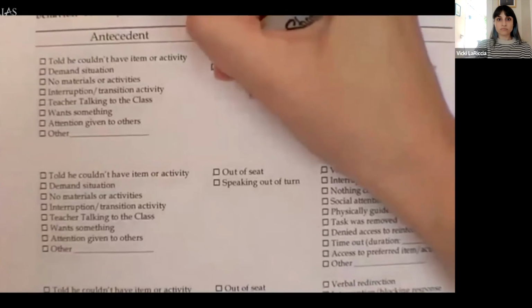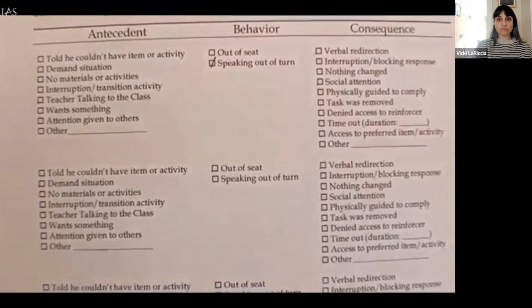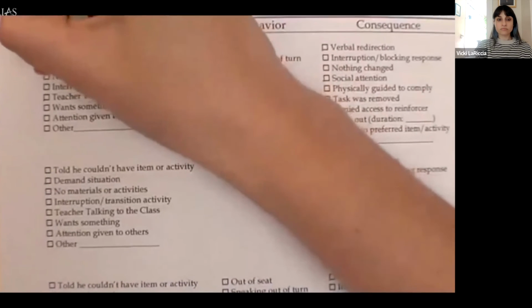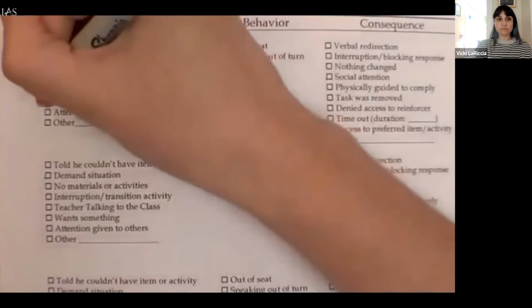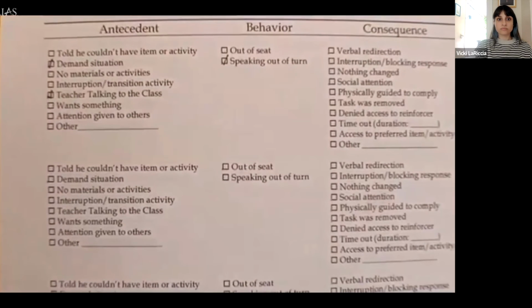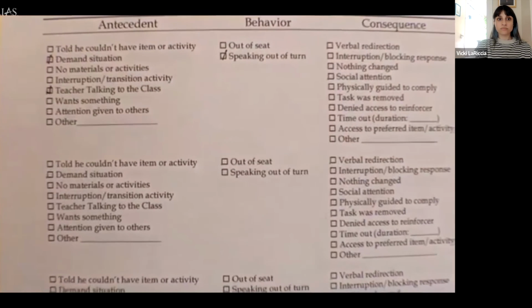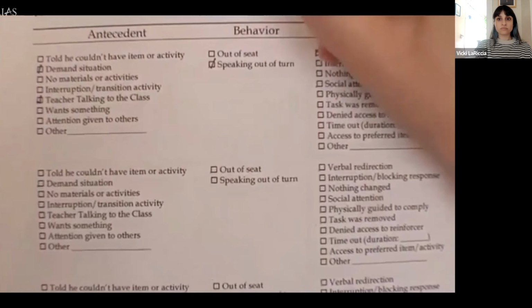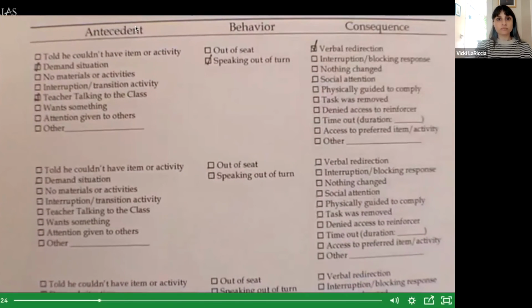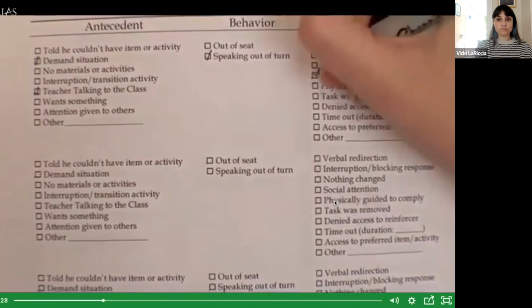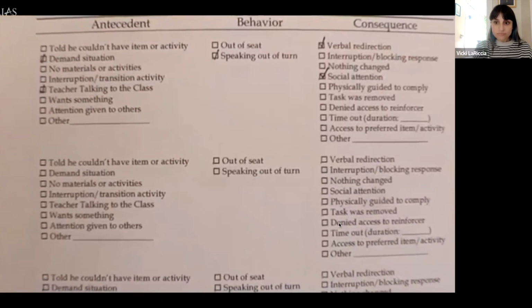So the behavior marked is speaking out of turn. Now let's look at the antecedents. We marked demand situation, as the students are all under the implicit demand to be working at this time. We also marked teacher talking to the class, as she was speaking when Joseph asked, "What time is it?" As for the consequences, we marked verbal redirection, as the teacher redirected him to raise his hand rather than talk out of turn. And he was given social attention by the class, as many of them laughed at his behavior.